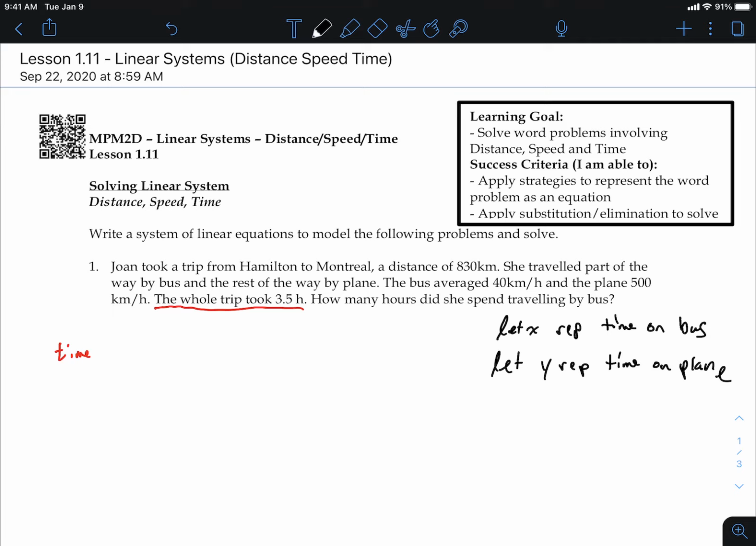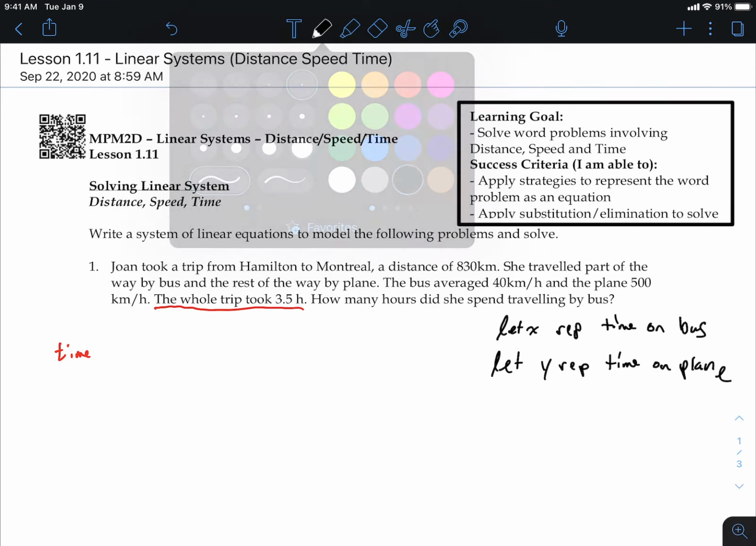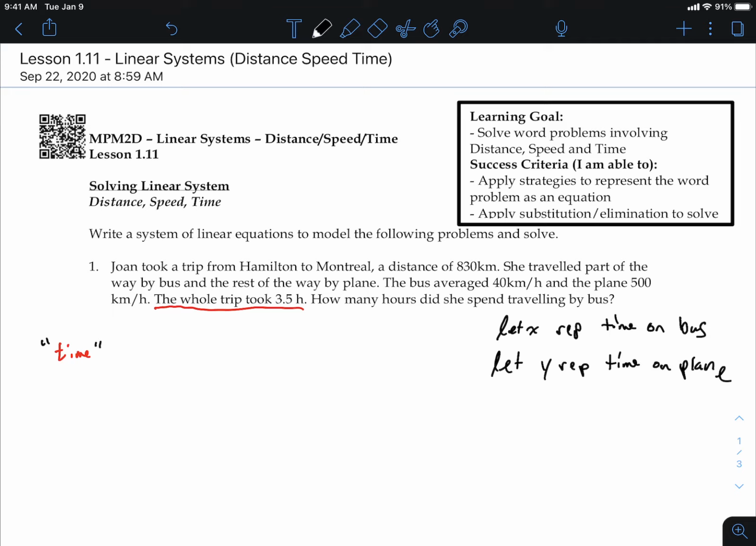Okay? So when I see these distance time questions, I like to have a time equation, especially if it tells me how long the trip took. And remember, there's a common theme. If you can come up with one of the equations as being very basic and right off the top, then you could say right away as a time equation, how long did the entire trip take? 3.5 hours, right? She only used two modes of transportation, so when I add the times together, that has to be 3.5.